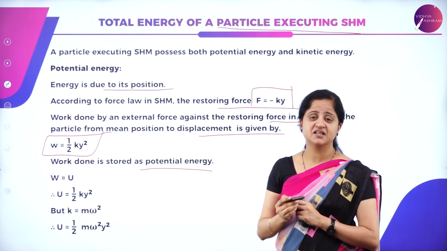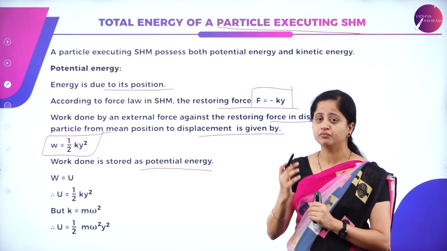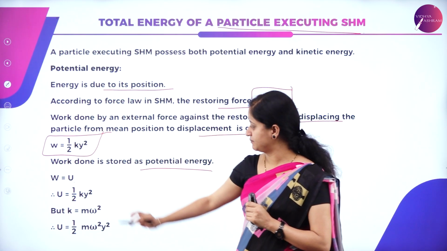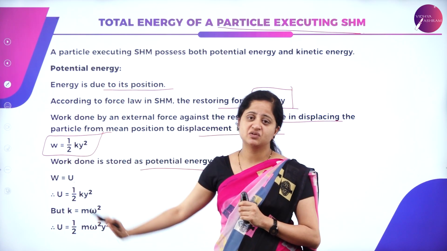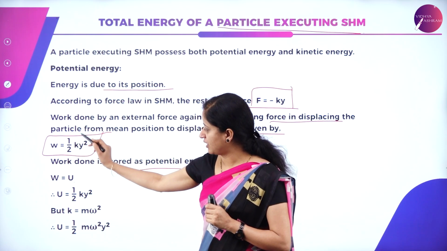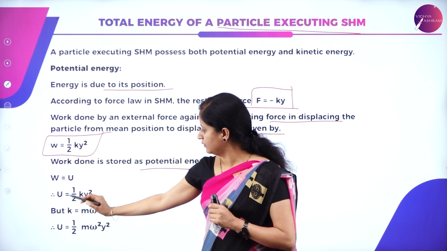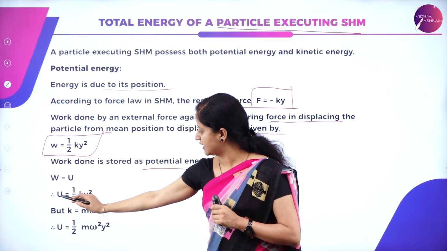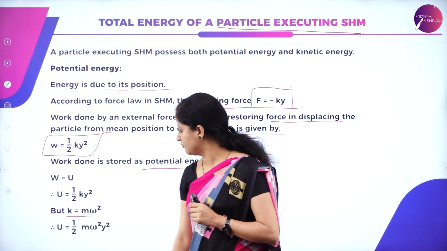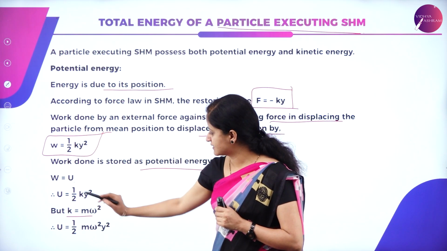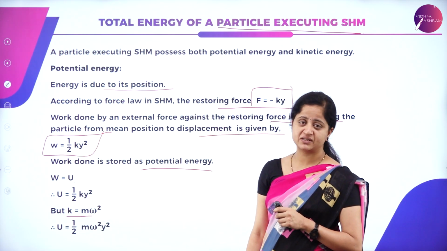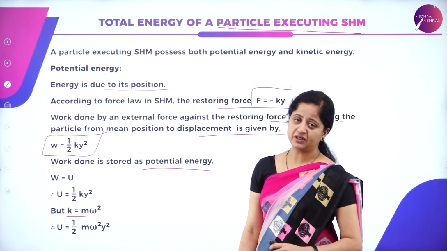To calculate potential energy here, we need to calculate the work done. So, the work done is nothing but the potential energy, which means potential energy is stored in the form of work done. Now we have W is equal to half ky square and here U is equal to W, and hence we can write U is equal to half ky square. But what is k? k is equal to m omega square. Substituting the same here, we will get U is equal to half m omega square y square. This is the expression for potential energy.